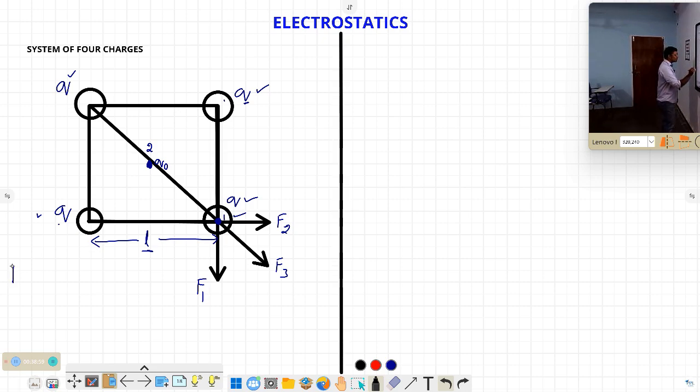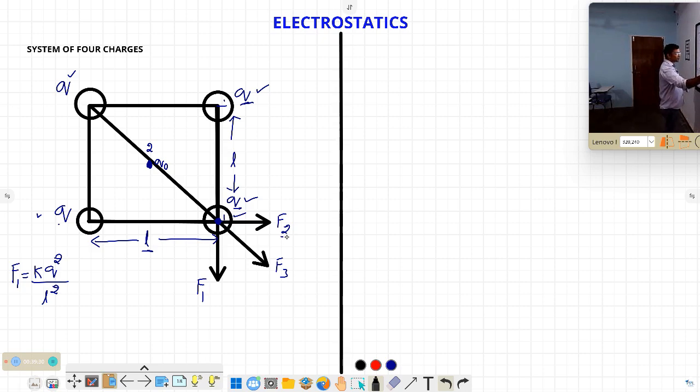what is F1? The F1 formula I can write as the force between this charge and this charge. So the formula is K is the constant, 1 by 4 pi epsilon naught, that I am writing as constant K, and the first charge is Q, the second charge also Q, I can write as Q square, divided by the distance between them. What is the distance from here to here? That is L, the distance between them. Because it is a square, all the sides are the same, so I can write L square. This is the first equation, right?